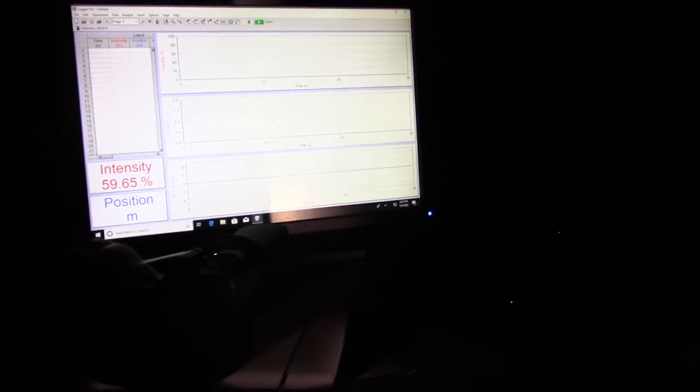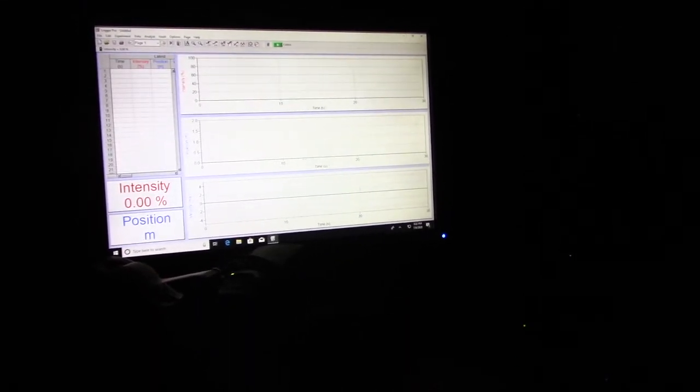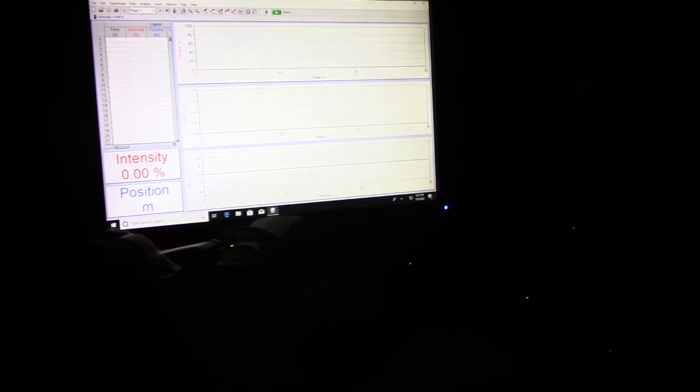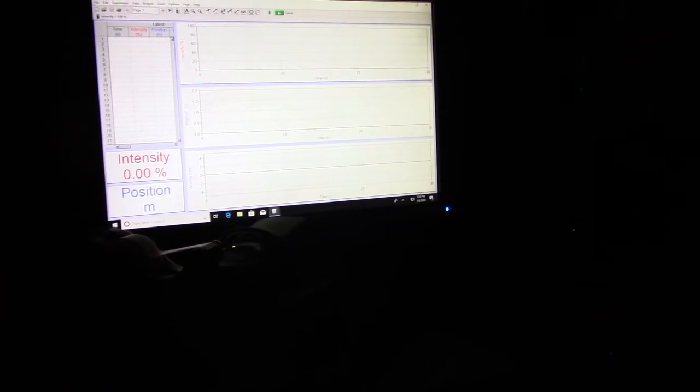And if we go back to our intensity measurements, now we're at about 59 or so percent. And if I turn the light source off again, it goes back to 0. So in that sense, we've eliminated the background light. By subtracting off the background, or by zeroing our sensor, we've eliminated the background light. So we'll keep doing that throughout the experiment.